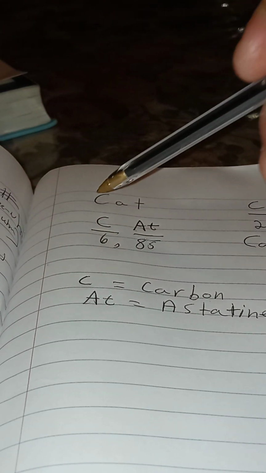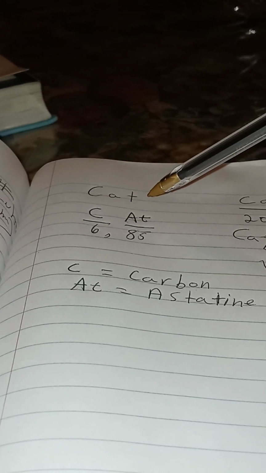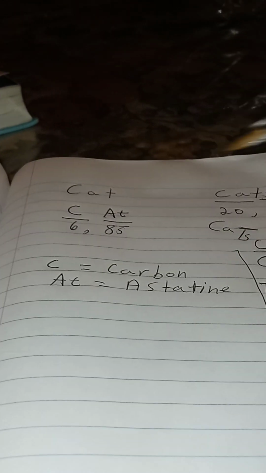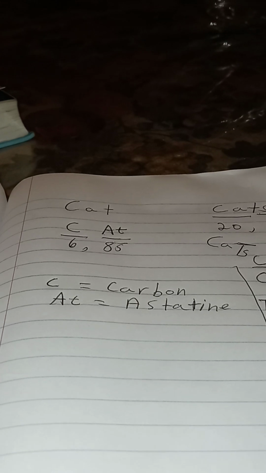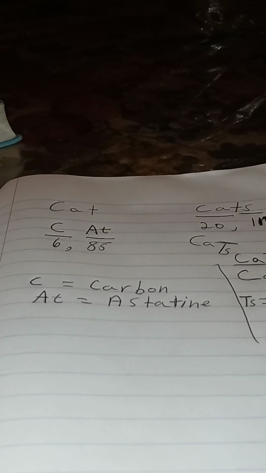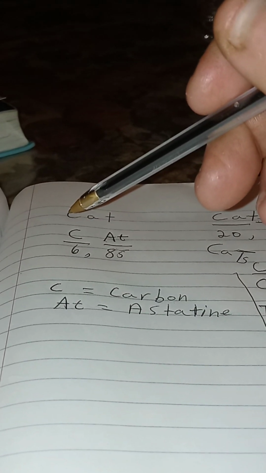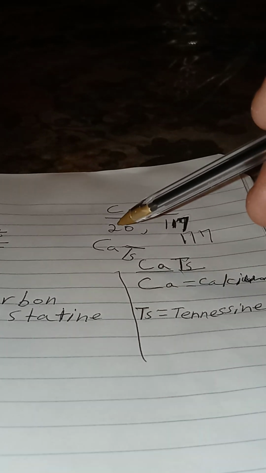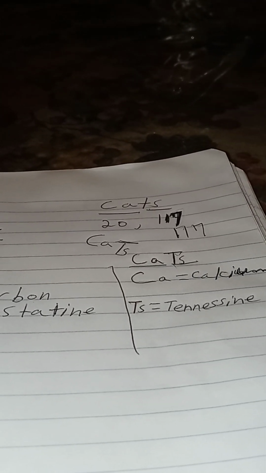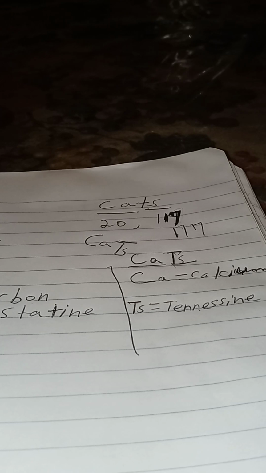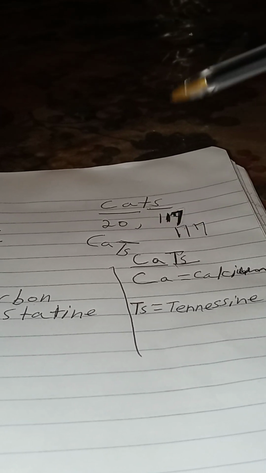But right now, try to get the chemical symbols for the elements. For the two elements, carbon and astatine. Two elements, calcium and tennessine. All right? Okay, now you have it.